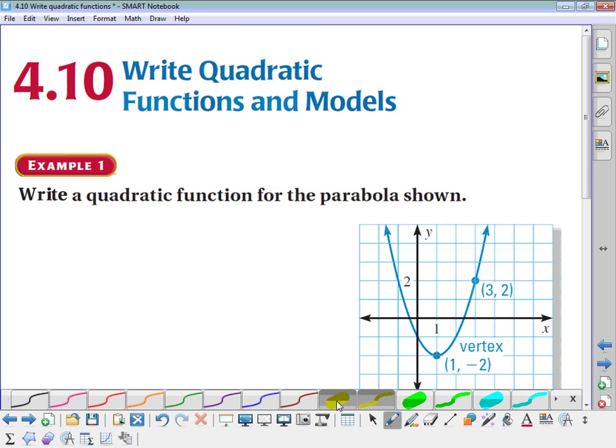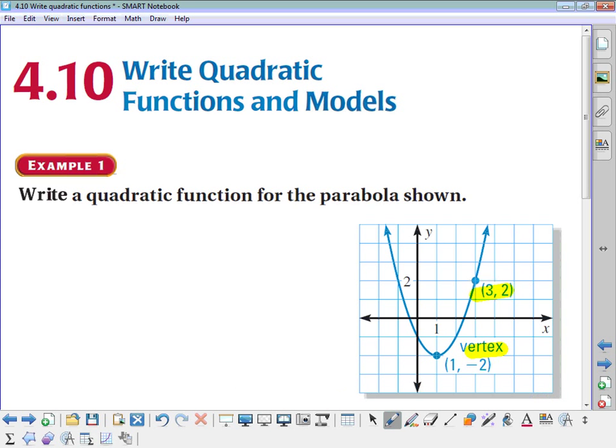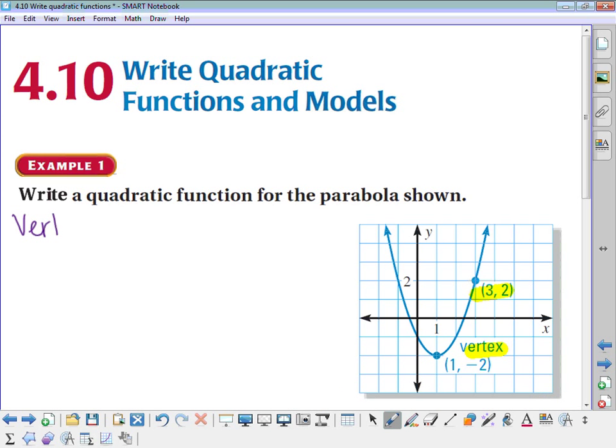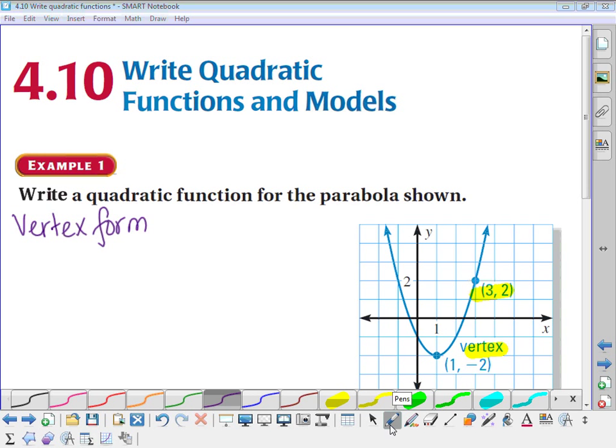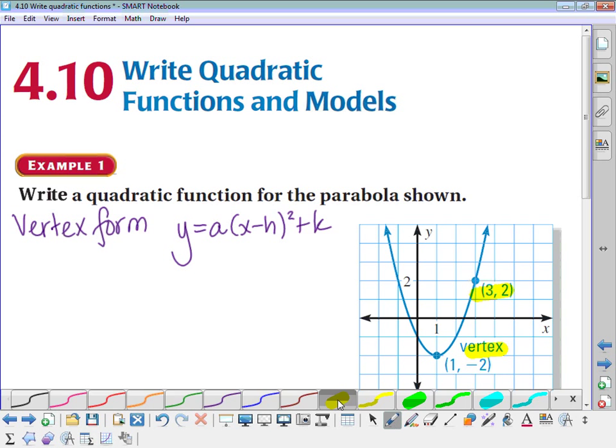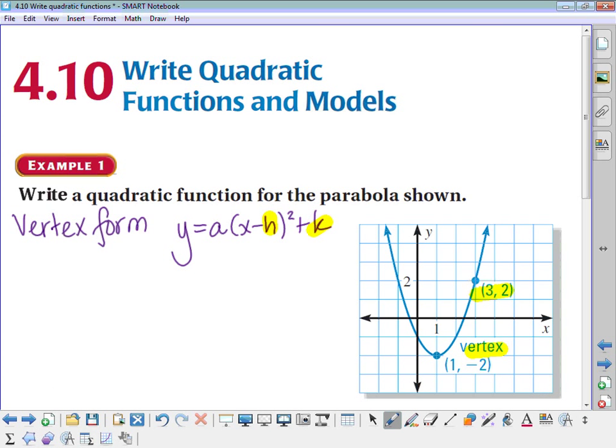So since they have given us the vertex and another point, it makes sense for us to use the vertex form. Now the vertex form, we've been using it, although we haven't actually formally said what the formula was, but that's y equals a times x minus h squared plus k. And we've been using it because our vertex shows up there in h and k.